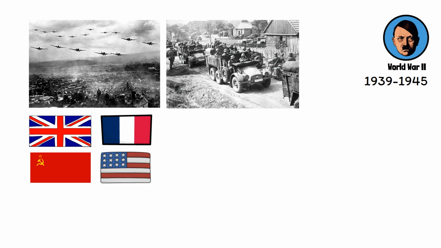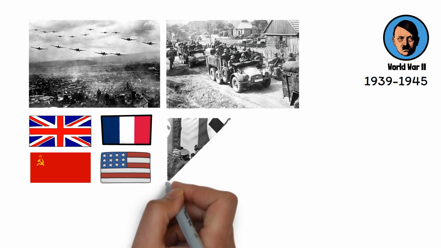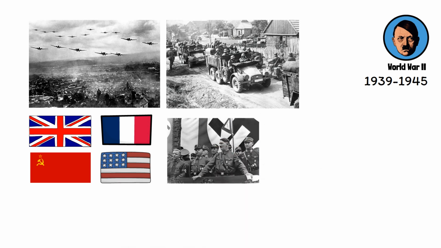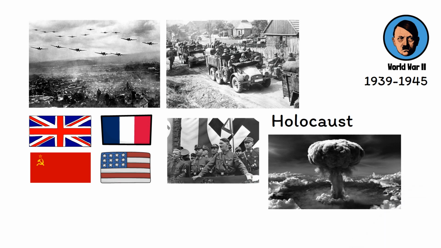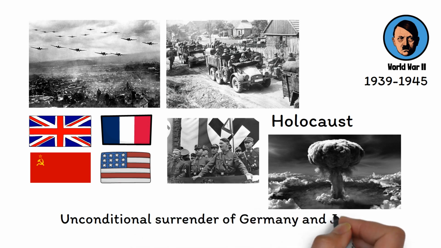It saw the rise of fascist regimes, such as Nazi Germany, led by Adolf Hitler, and Italy under Benito Mussolini. The war witnessed significant events like the Holocaust, the use of atomic bombs on Hiroshima and Nagasaki, and the establishment of the United Nations. It ended with the unconditional surrender of Germany and Japan.